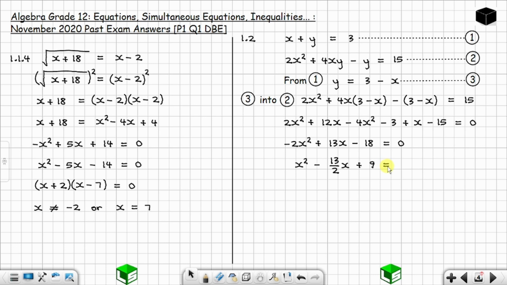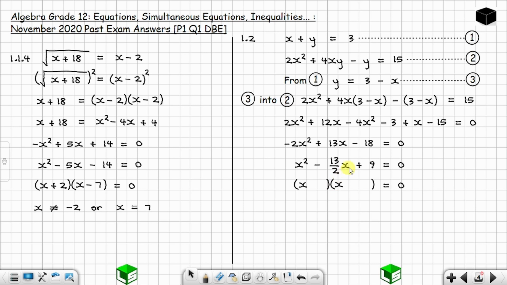And this is equal to, you divide 0 by negative 2, it gives you 0. Okay. And now from here, what you can do is to factorize. So you need to have two brackets like this. You need to factorize. This is equal to 0. And so you have x squared there. So you are going to have x there and x there.